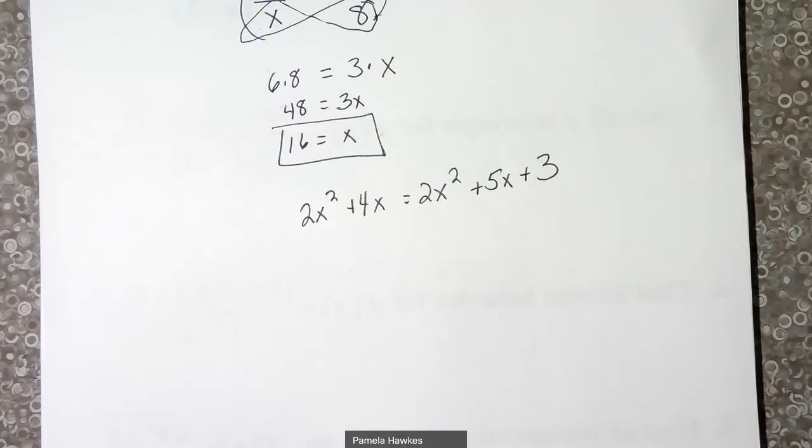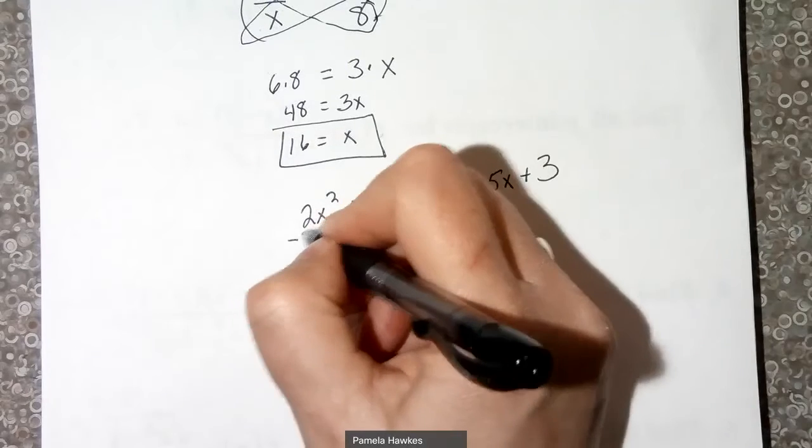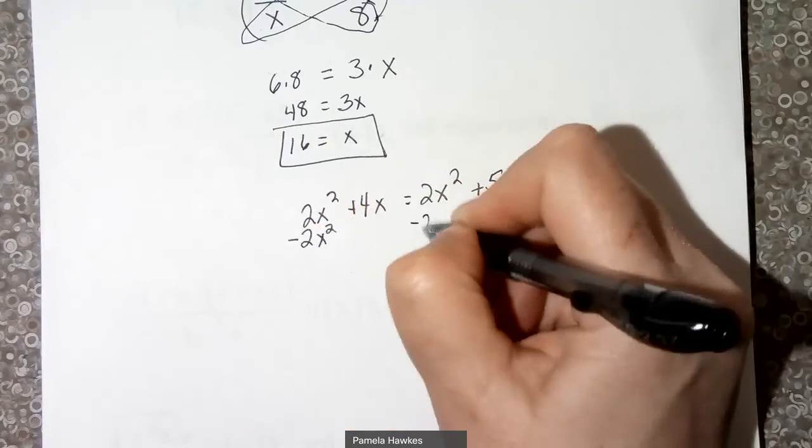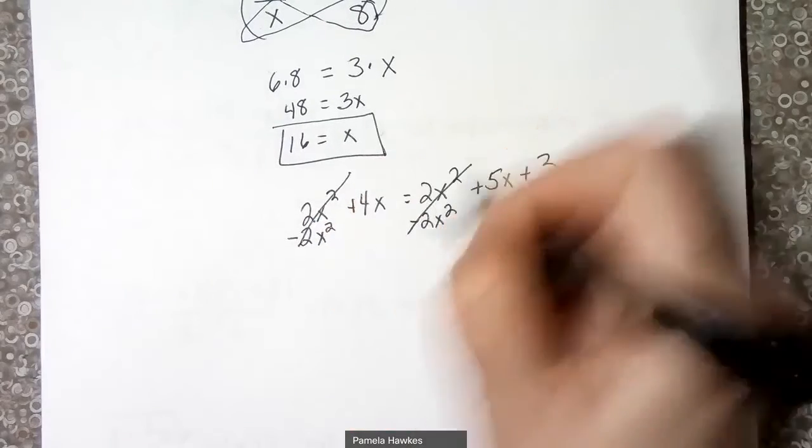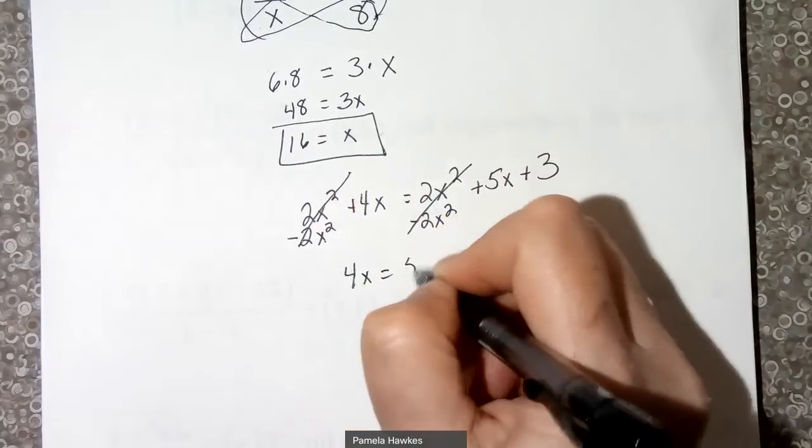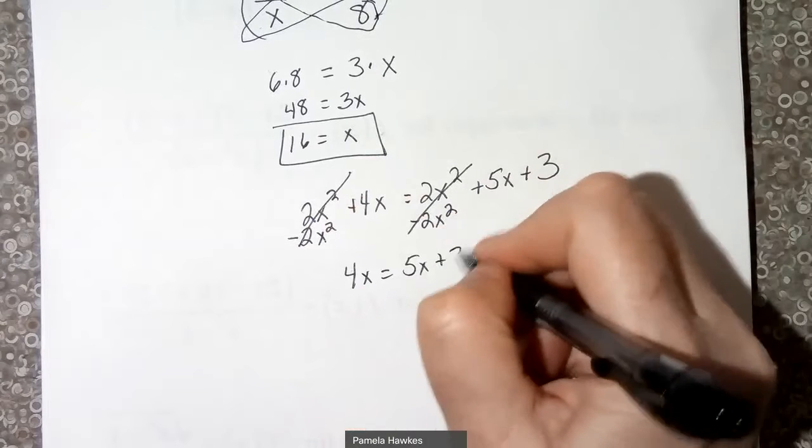Why can I just cross out the 2x squared? I'm going to subtract it from here. And guess what happens? Boom, boom. 4x equals 5x plus 3. Okay?